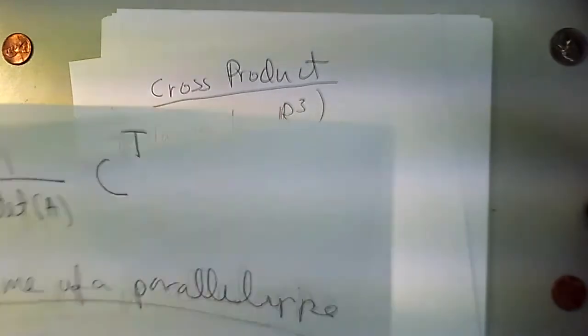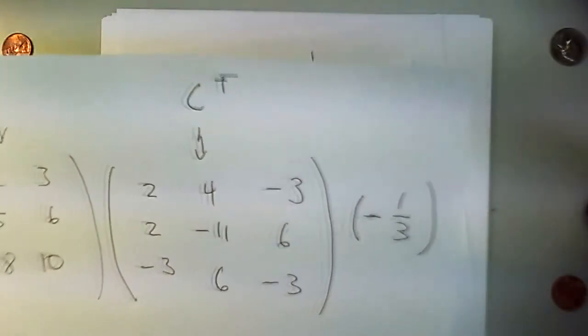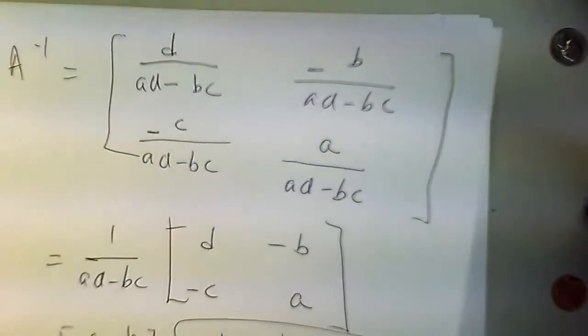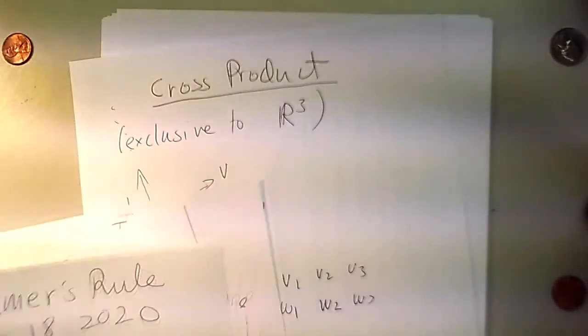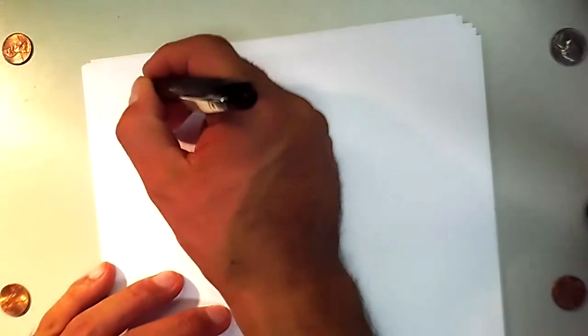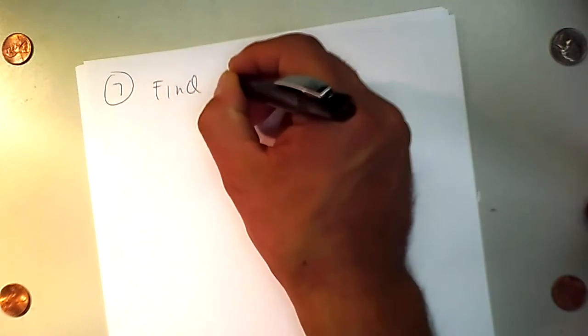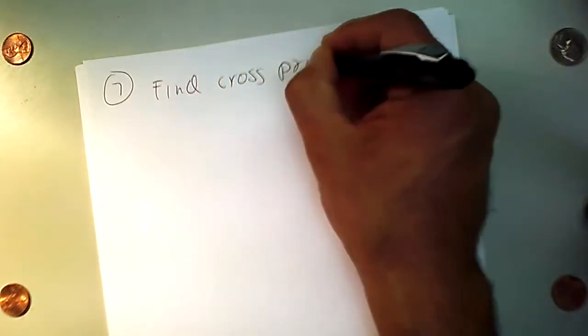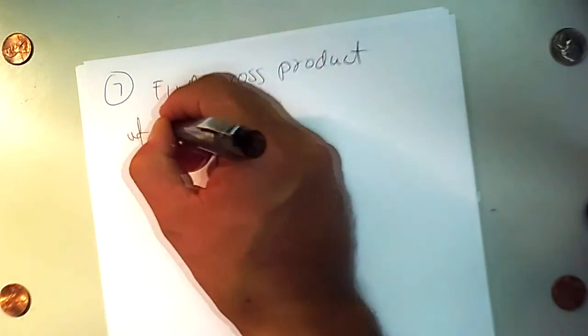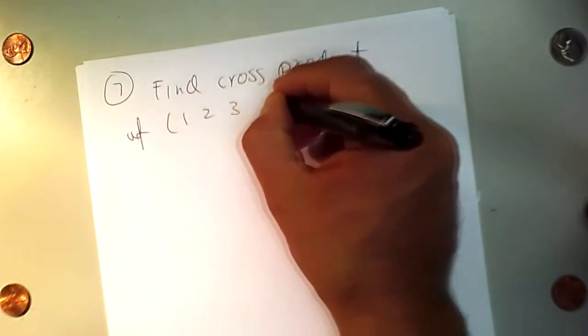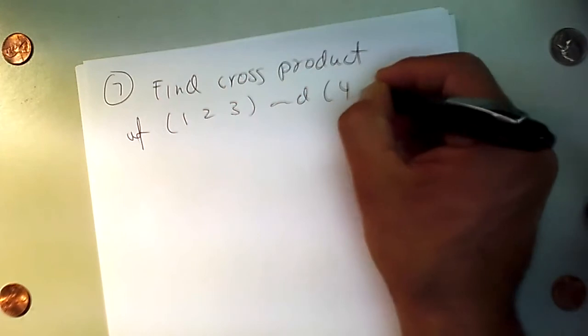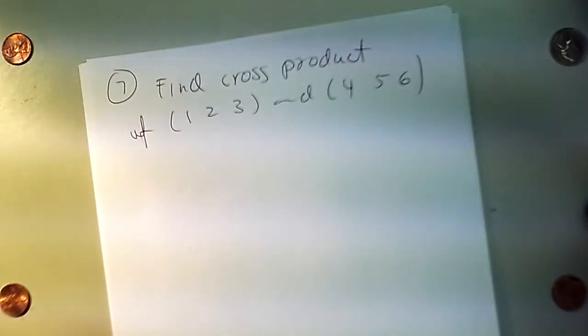Let's practice a little bit of the cross product. So there are many applications of the cross product. So let's do Example 7. Okay, let's find the cross product of 1, 2, 3, and 4, 5, 6. Let's see what it is.